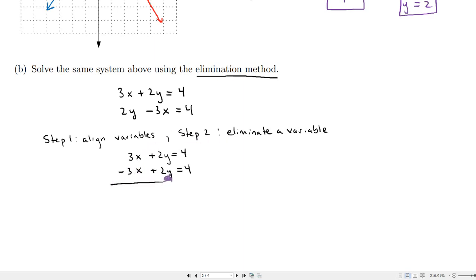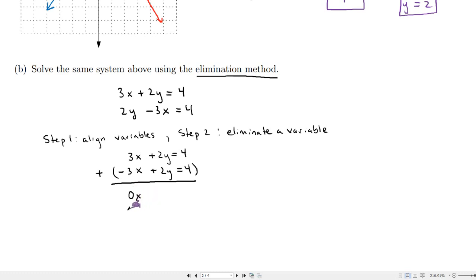Do you see that the coefficient in front of the x for each of these two equations, they're just opposites? You see that this is 3x and this is negative 3x. So if I were to add these two equations together, what do I actually get? Do you see that you'd have 3 minus 3 gives us 0x.